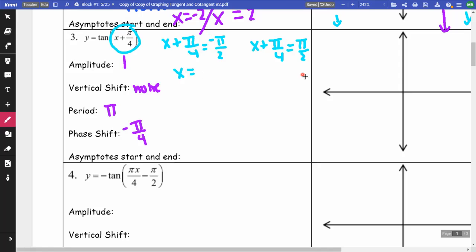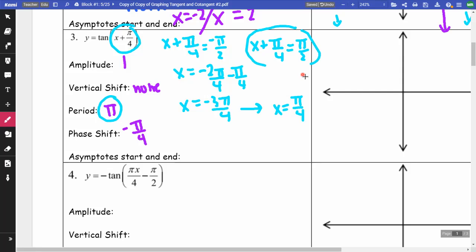So when I work this out, negative pi over 2, I'm going to rewrite as negative 2 pi fourths. And I'm going to minus pi fourths. And so I am going to get a negative 3 pi fourths. Now, I know my period is pi, so I can actually add pi onto negative 3 pi fourths, which is really 4 pi fourths. And that means I'm going to end at, so at 4 pi fourths, so at pi fourths. But again, I can also finish the math for the second equation here that I haven't done yet.